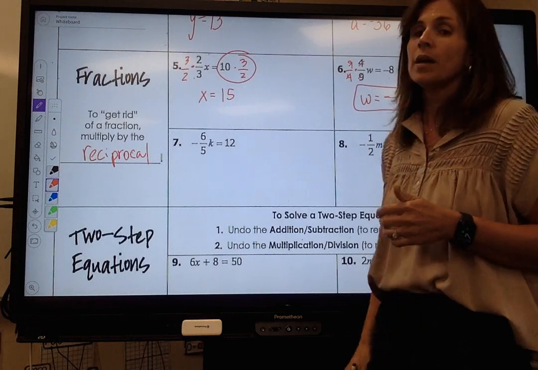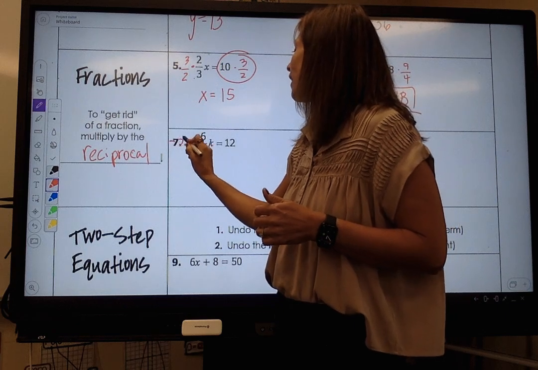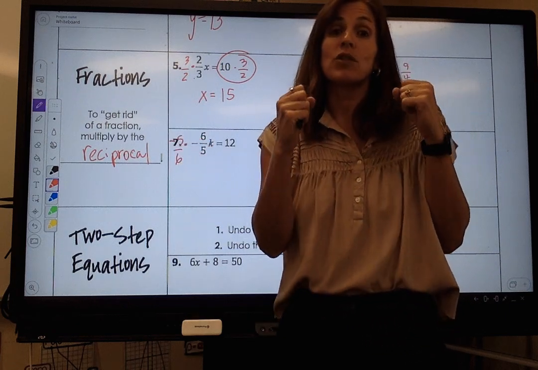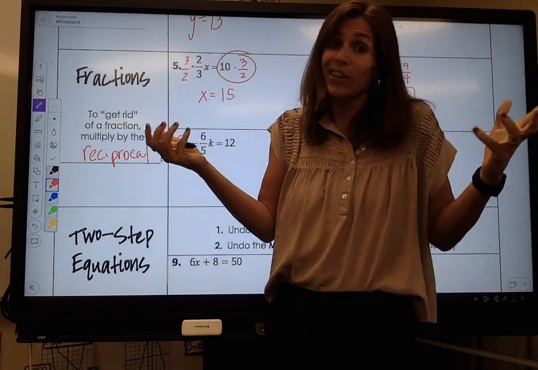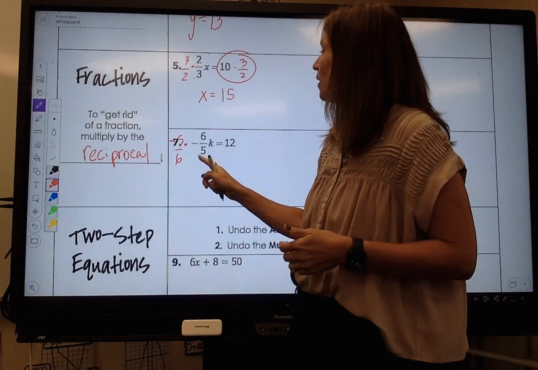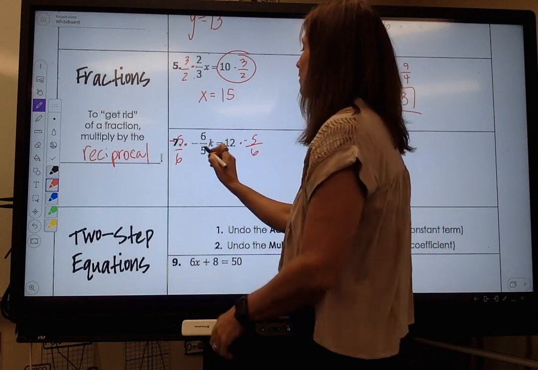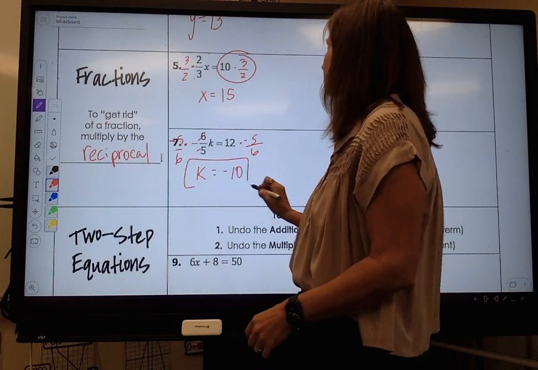Number 7, the multiplicative inverse is negative 5 over 6. Remember, with multiplicative inverse, we want to create that positive 1 value. So k has got to be positive. How do you do it? A negative times a negative. So whatever you do on one side, you're multiplying the same on the other side. Those guys cancel out, giving you k, and here I get a negative 10.